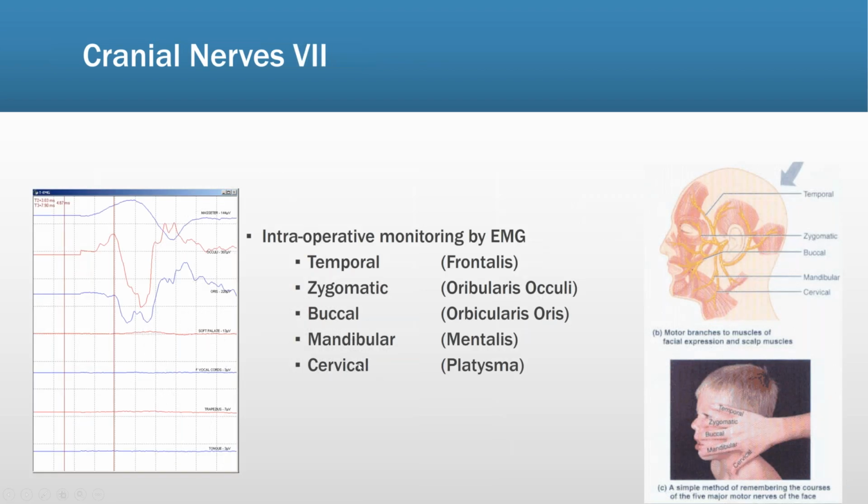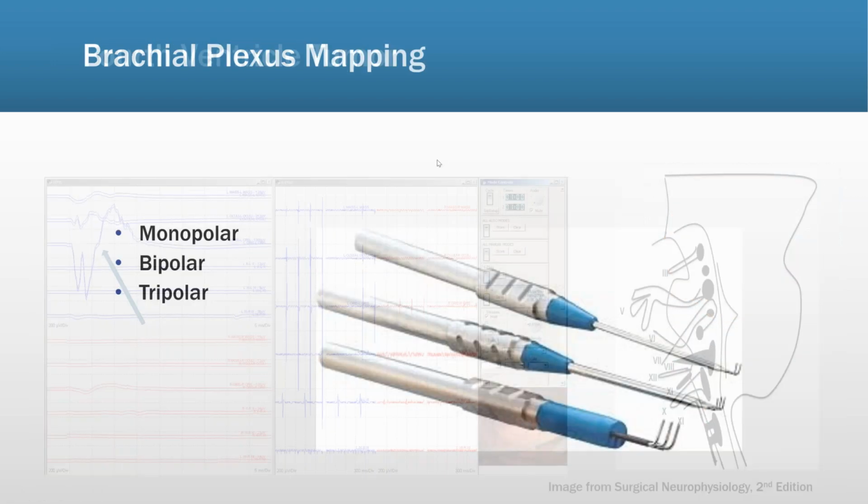The facial nerve has 5 branches: temporal, zygomatic, buccal, mandibular, and cervical. We can monitor all. You can put the electrode in frontalis for the temporal branch, orbicularis oculi for zygomatic, orbicularis oris for buccal, mentalis for mandibular, and platysma muscle for the cervical branch, and we can monitor all the branches.